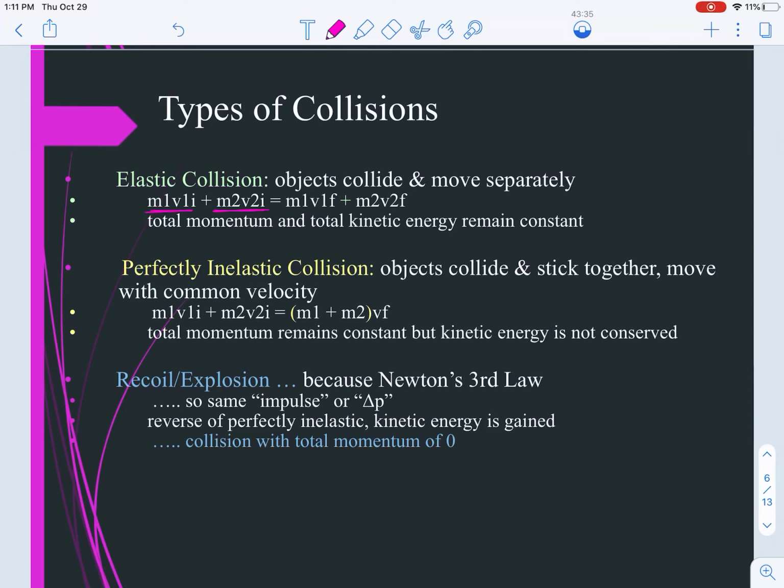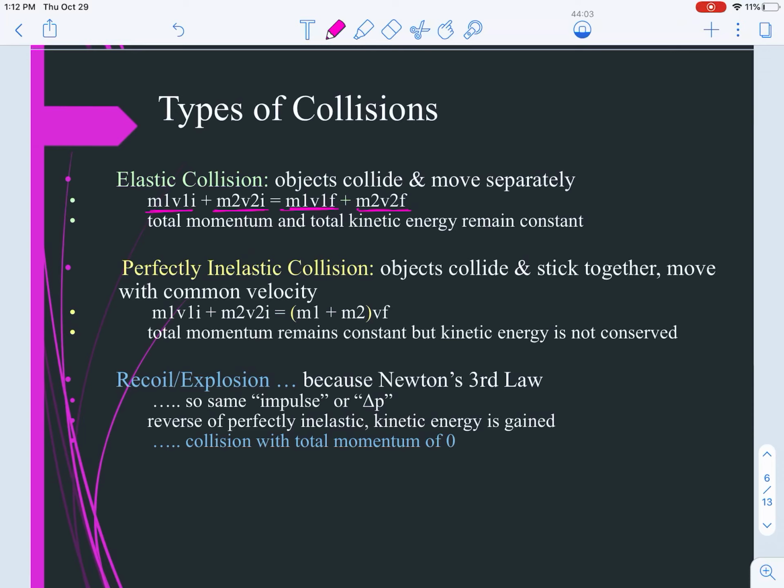So when we look at our equation, we have our first object, our second object, and they both have their own individual initial momentums. They're going to collide, and then after the collision, object 1 will have its own momentum separate from object 2. But once again, the total available does not change. It says here that the total momentum is conserved and the total kinetic energy is conserved in elastic collisions.